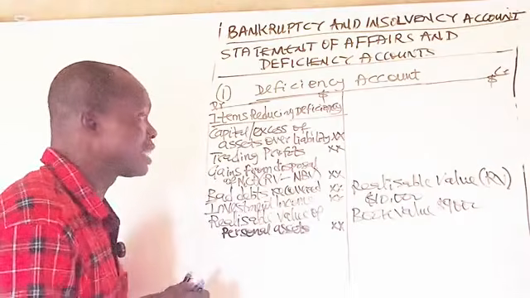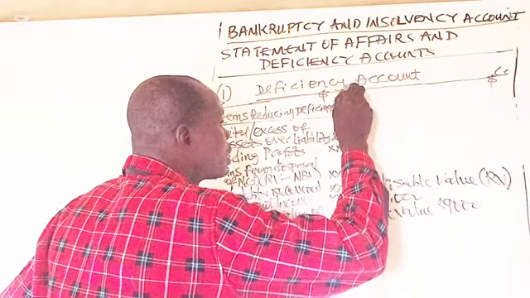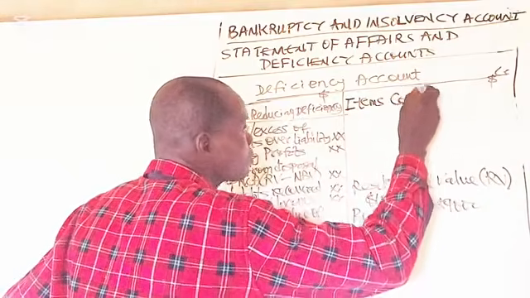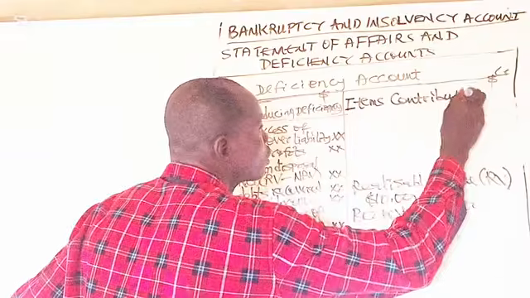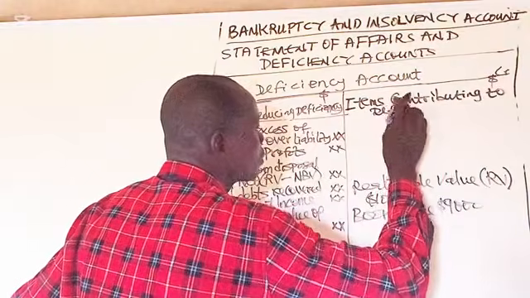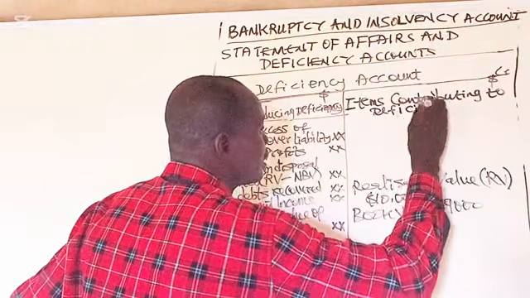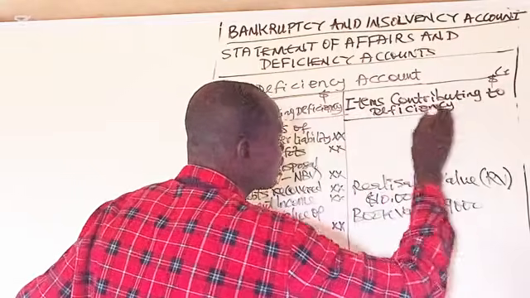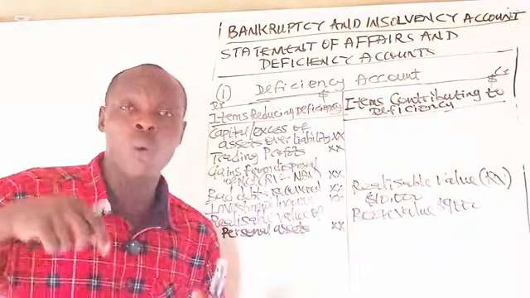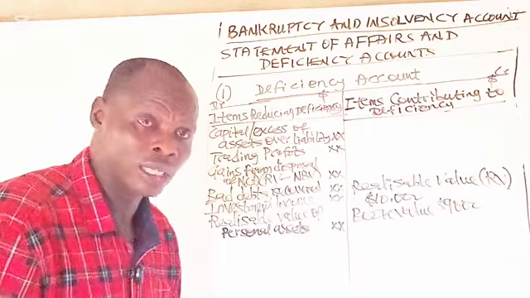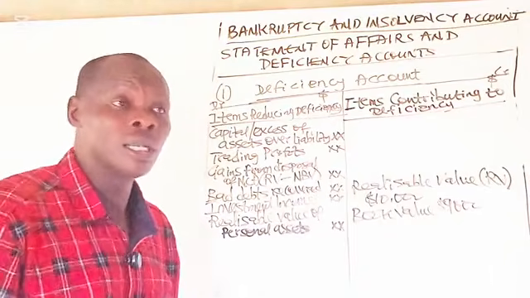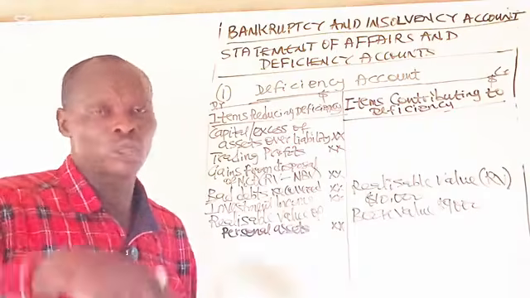So at the right hand side, that is the credit side, you have items contributing to deficiency. That is, those items that will worsen the debt of the bankrupt. Items that will worsen the position of the bankrupt. Items that will worsen the losses of the bankrupt. Items that will make the debt of the bankrupt increase.